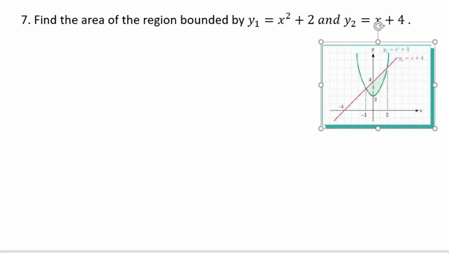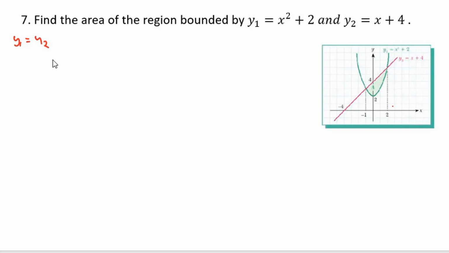For number 7, we have: find the area of the region bounded by y sub 1 equals x squared plus 2 and y sub 2 equals x plus 4. So this is almost similar to problem number 6. First of all, we're going to equate the two equations, so it becomes y sub 1 is equal to y sub 2.